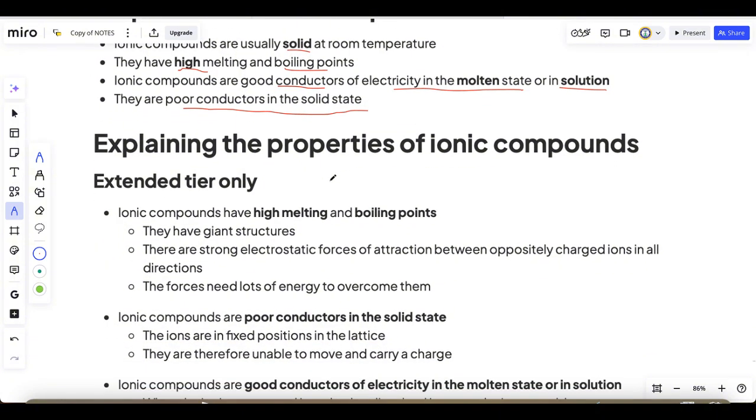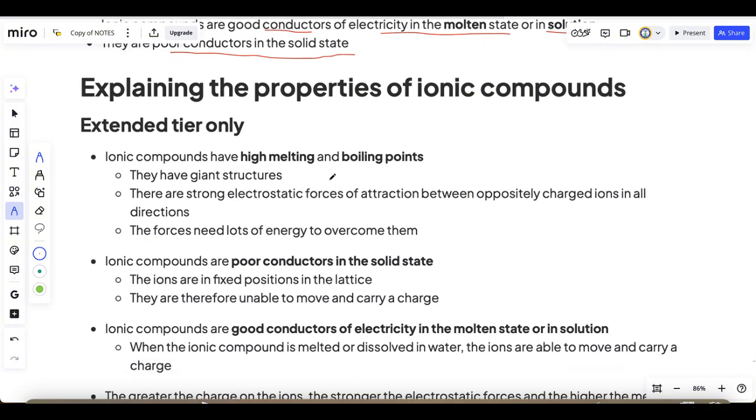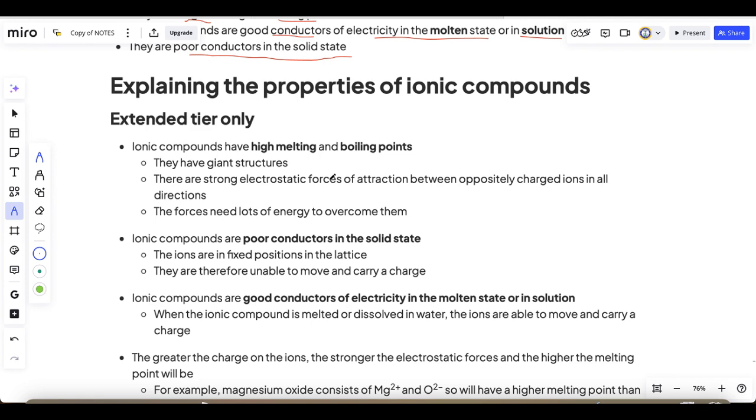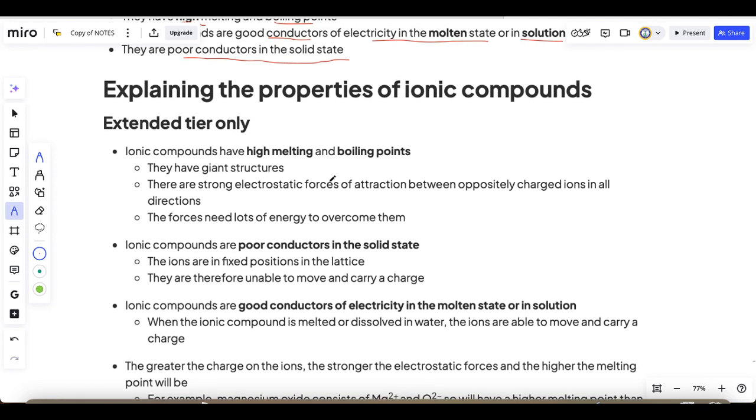Okay, so we move to the next one. Explain the properties of ionic compounds. This is the extended part, what they need from you. Extended means those science students.